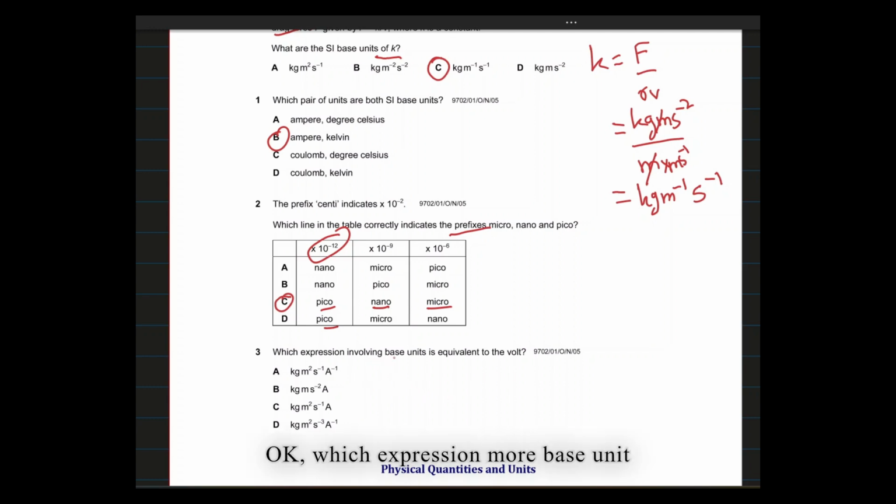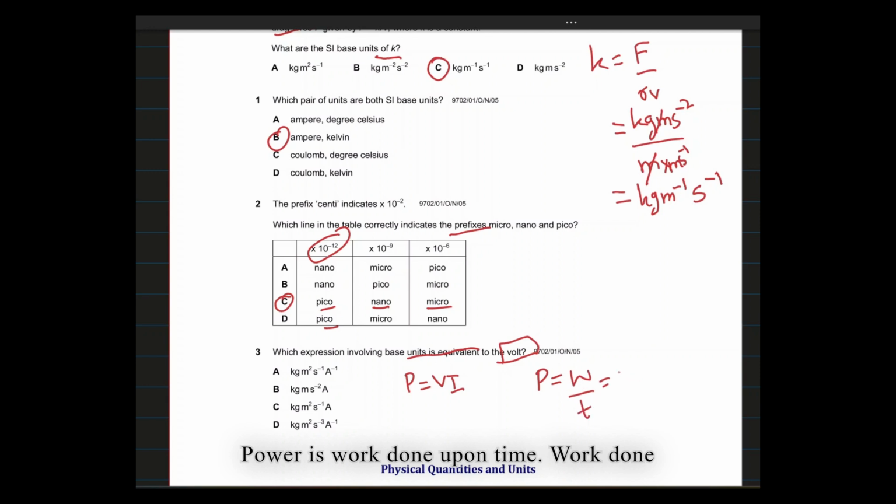Which expression of base units is equivalent to volt? We need the SI base unit of volt. So you can take P equal to VI. We can use that. First we need to know what power is. Power is work done upon time. Work done formula is kg m square s minus 2, upon s.